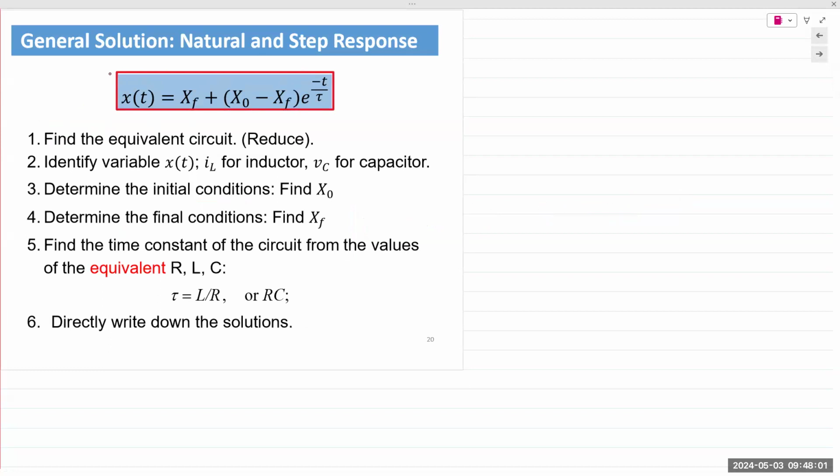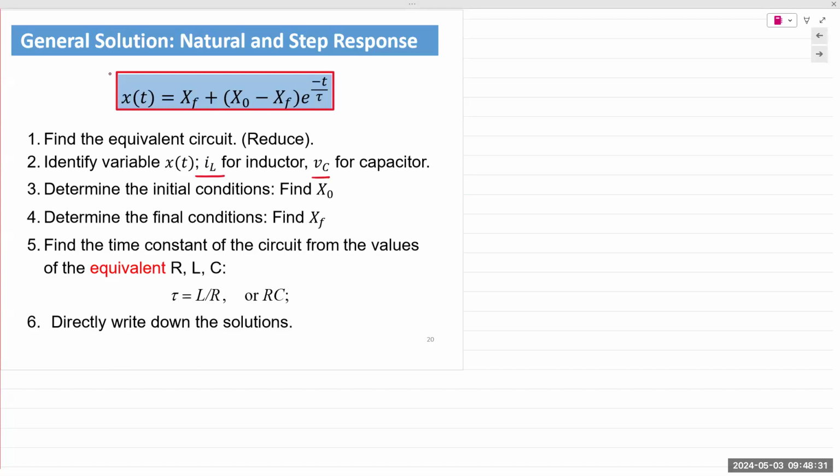X of t is xf, the final value, plus x0 minus xf, times e raised to minus t over tau, where x is current or voltage. Okay, x can stand for both current as well as voltage. You find the initial conditions.